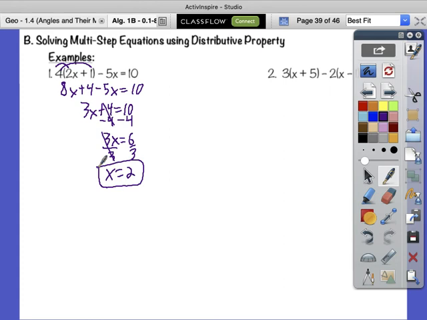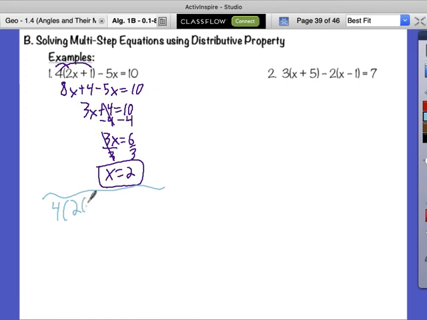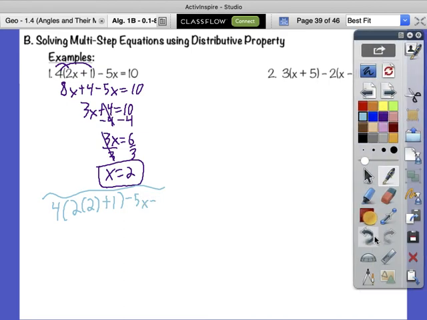Can we go back and check our work? Yeah, okay, let's talk about how we do that real quick, okay? Listen. 4 times the quantity of 2 times 2, let's not confuse with 2, plus 1, minus 5x, or sorry, not 5x, but 5 times 2.